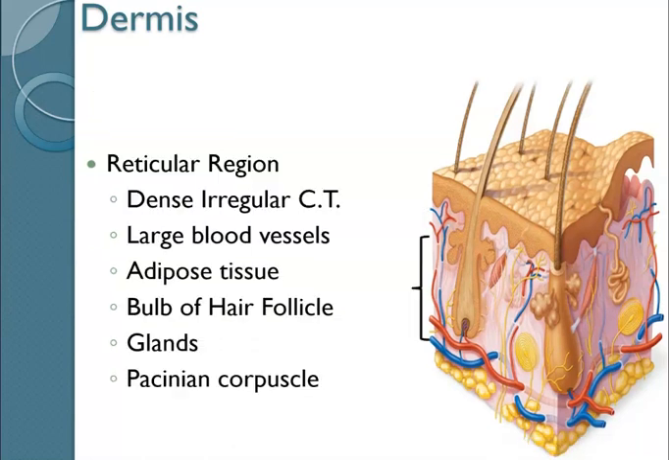The reticular layer is deeper in. It is mainly made up of dense, irregular connective tissue, so it can absorb strain in multiple directions. It has a lot of blood vessels. It also has some adipose connective tissue. The bulb of the hair follicle can also be found within the reticular layer. Hair follicles are epithelial cells that have gone in deep into the dermal layer. We also find glands such as our sweat glands, sudoriferous glands.